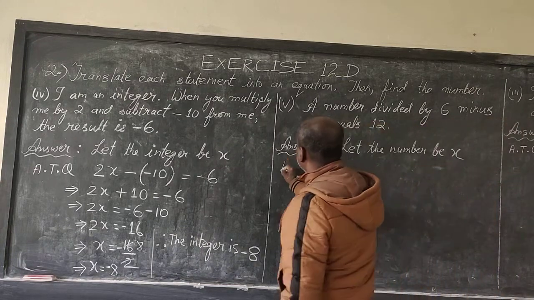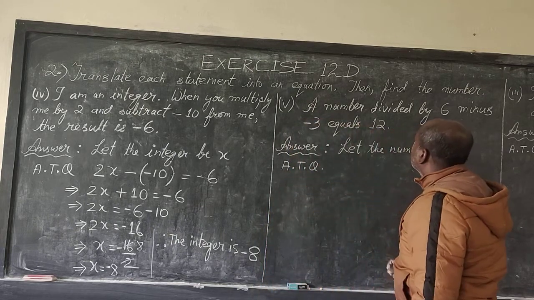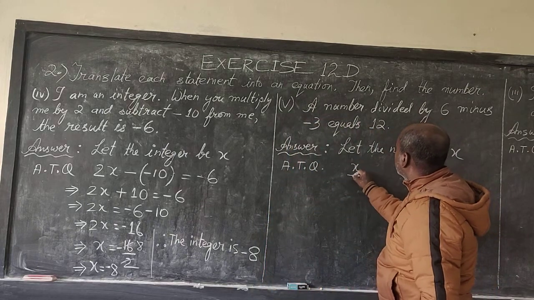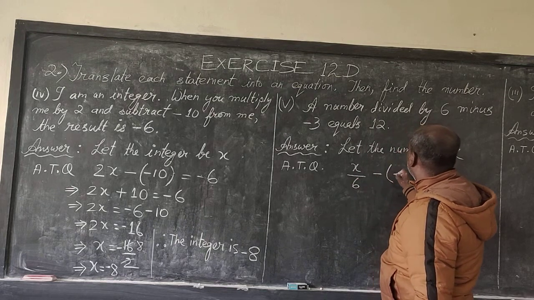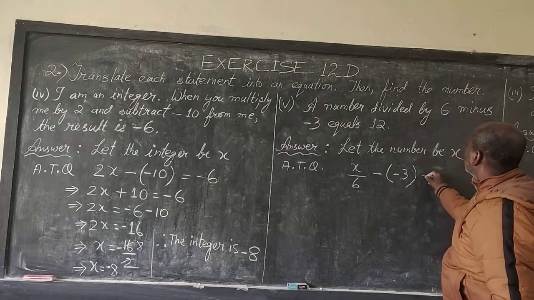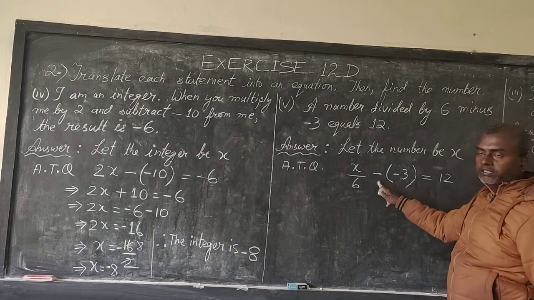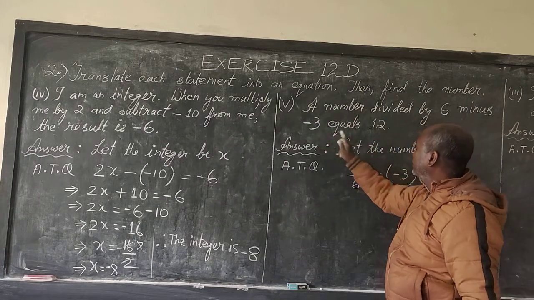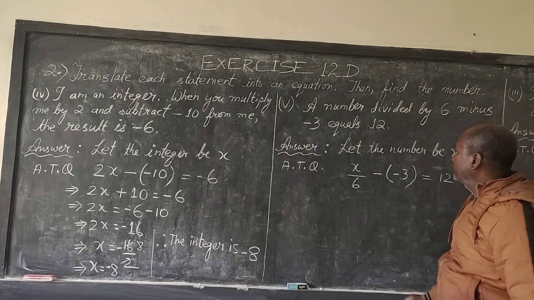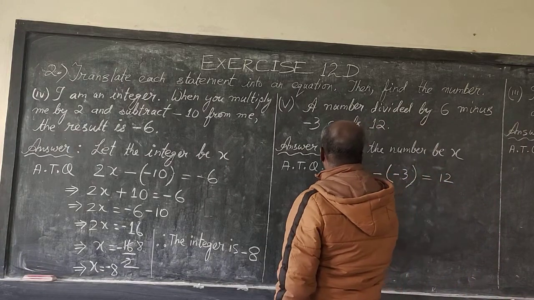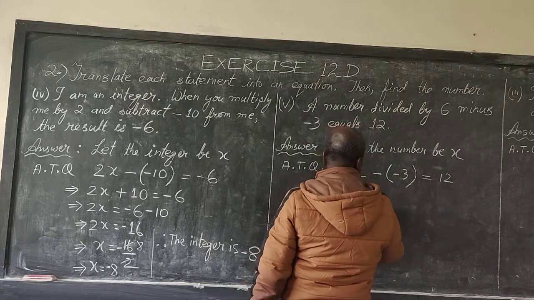So now according to the question, what do you have? A number divided by 6 minus 3 equals 12. Okay. For this minus sign, what we are subtracting? Minus 3. For this minus 3, to separate both minuses we have a bracket. So on removing the bracket, minus into minus will become plus 3.